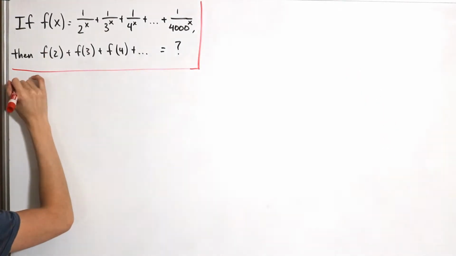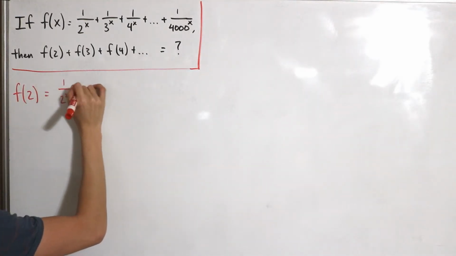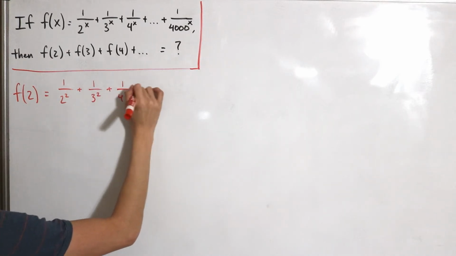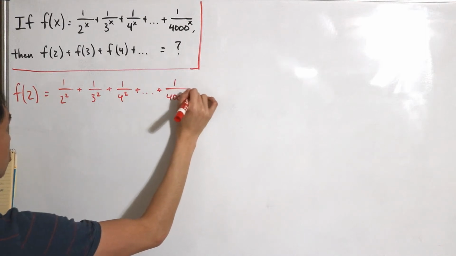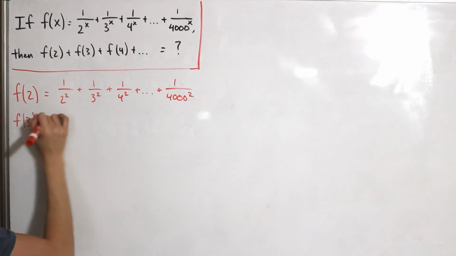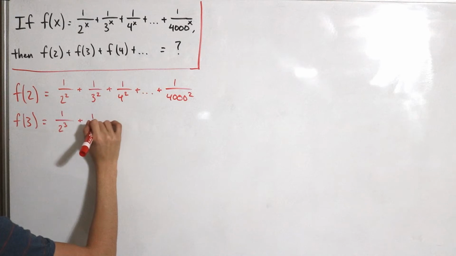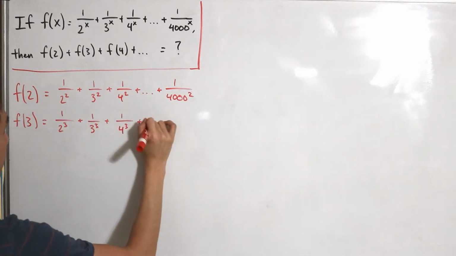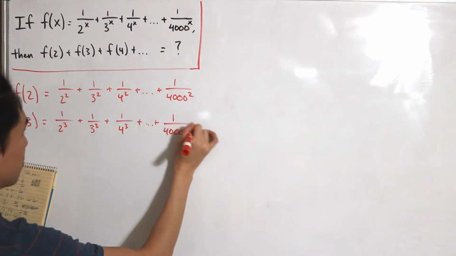So f of 2 gives us 1 divided by 2 squared, added to 1 divided by 3 squared, added to 1 divided by 4 squared, and you get the gist, it ends at 4,000 squared. Now let's say we try 3. So 1 divided by 2 cubed, plus 1 divided by 3 cubed, plus 1 divided by 4 cubed. I'm skipping the powers, but you know where I'm coming from, up to 4,000 to the power 3.